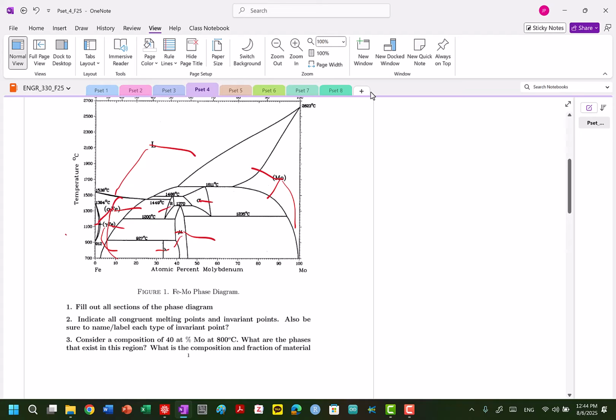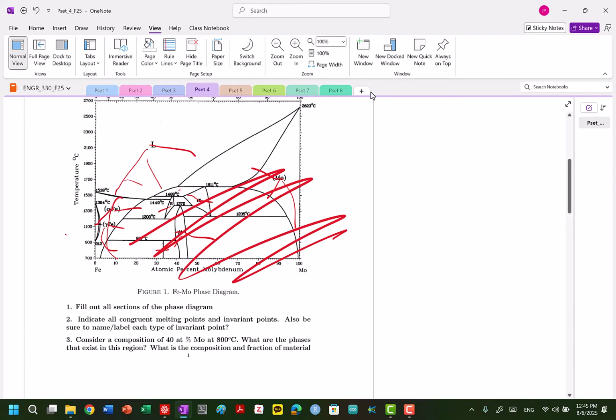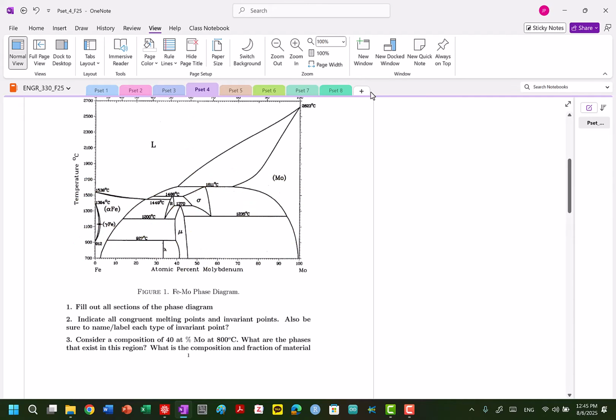Alpha plus R right here. Liquid plus R right here. Liquid plus sigma right there in that section. So fill out the phase diagram. Draw those isotherms, touch the phases. Integrate congruent melting points and invariant points.